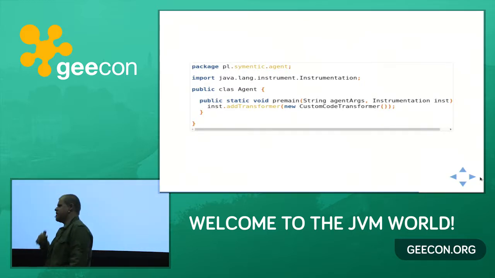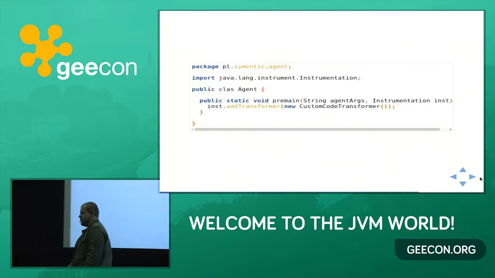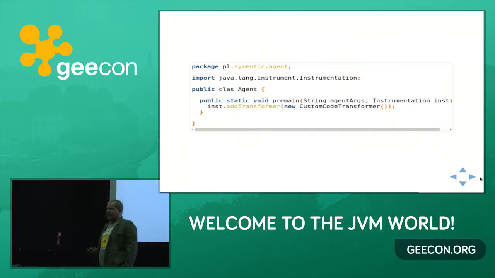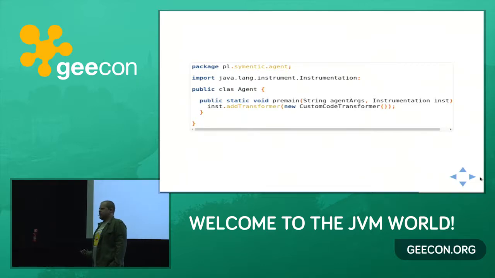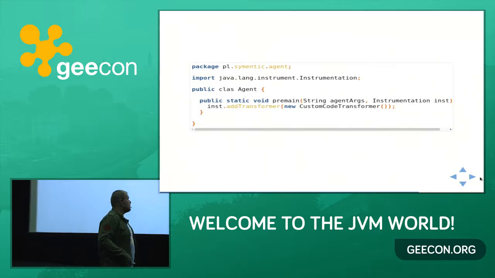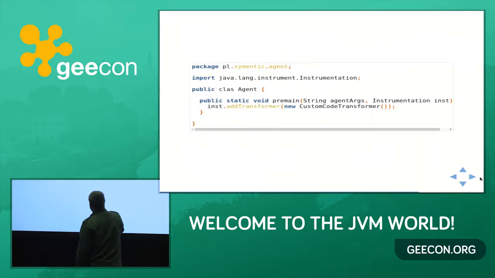Instrumentation. This is the only way you can get an instance of this object. You can't instantiate Instrumentation. No. The JVM injects the instrumentation for you. And this class has a nice method called addTransformer. Optimus Prime.